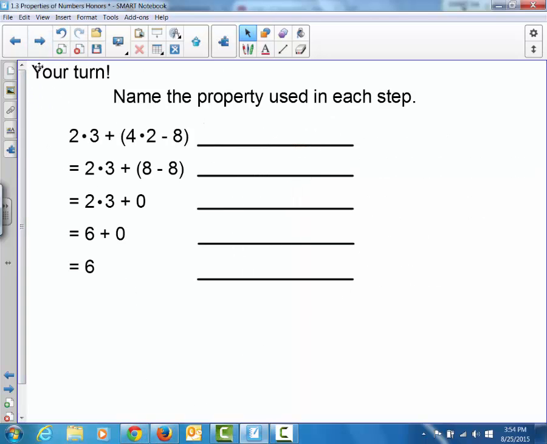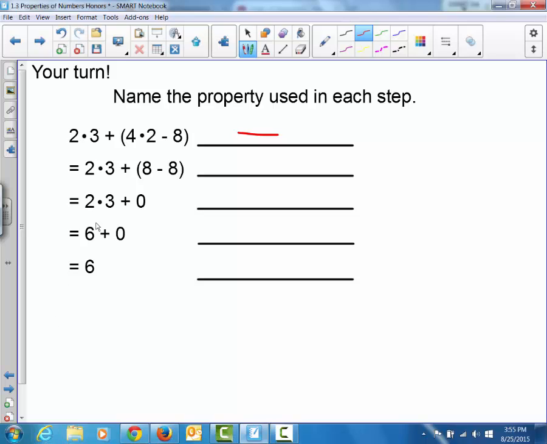Alright, your turn. The first one, you don't have to write anything, because it's just the initial problem. But for these next 1, 2, 3, 4 steps, tell me what you did and how you describe the property that you used in order to solve the exercise. Pause the video and then get back with me.